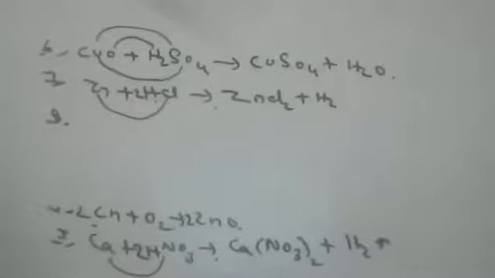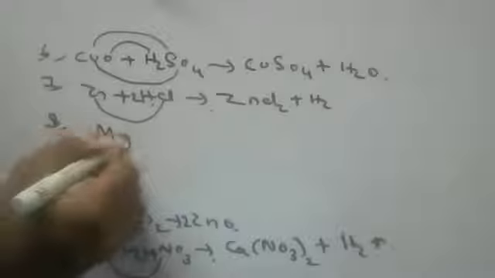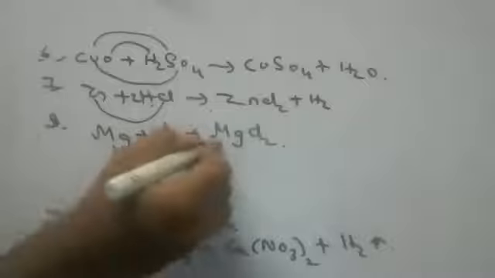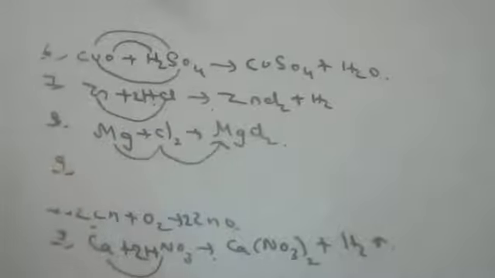Okay. Magnesium plus chlorine gives magnesium chloride. This is a combination reaction, children. Because two or more molecules combined to form one molecule is a combination reaction. Next one.